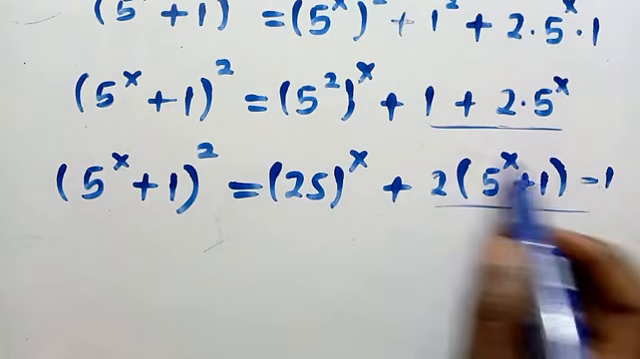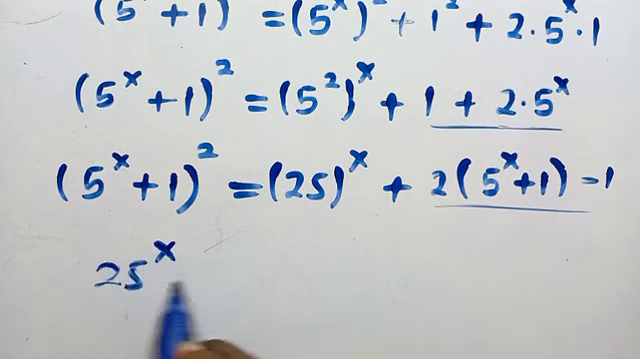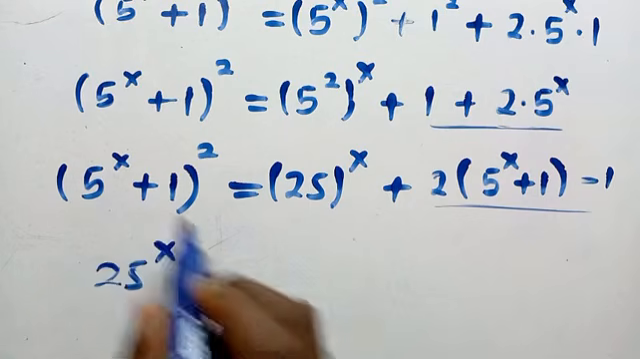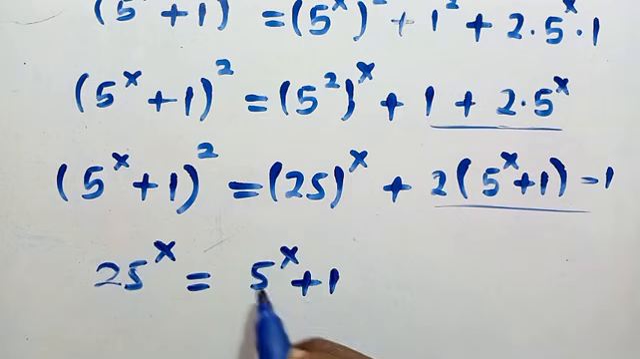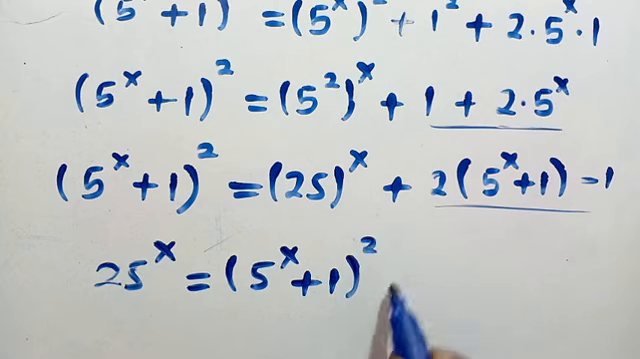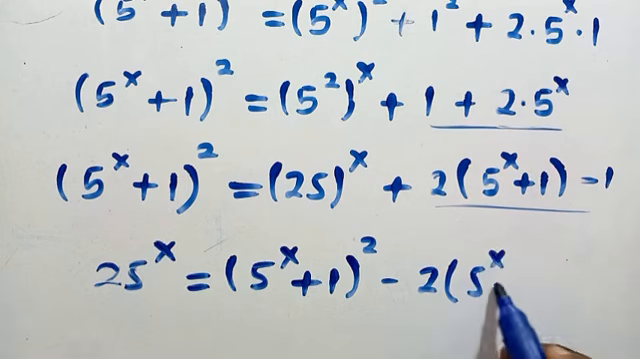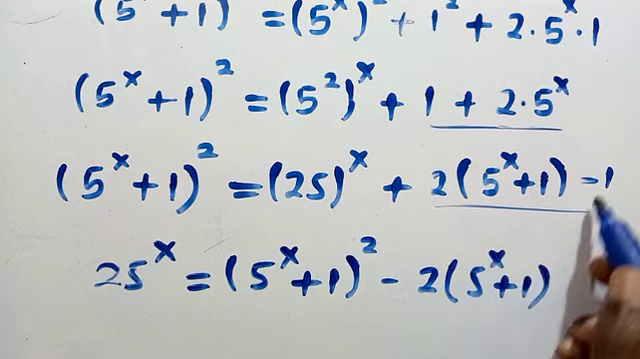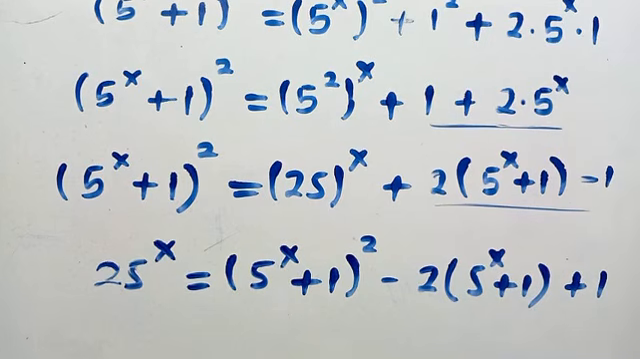Then let's make 25 power x the subject of the formula. So we have to transfer the whole of this here, as we have 25 power x equals, we write this first, which is 5 power x plus 1 raised to power of 2. Then minus 2 bracket 5 power x plus 1. So when 1 also comes, this becomes plus 1. This is for the 5 power of x.